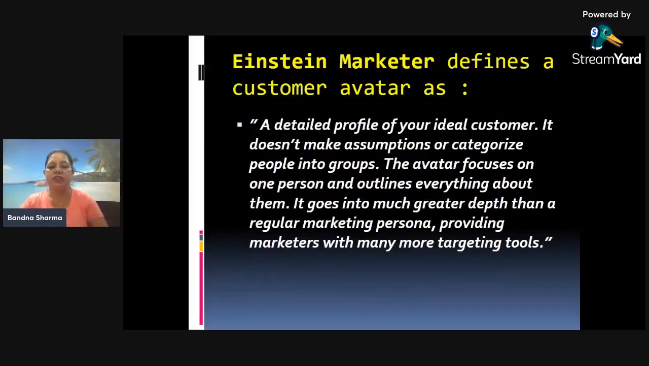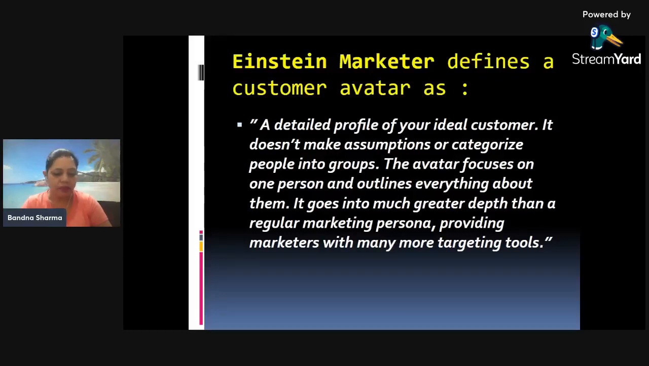So this is a definition given by a marketer. Einstein marketer defines a customer avatar as a detailed profile of your ideal customer, right? Your customer avatar is a detailed profile of your ideal customer. It doesn't make assumptions or categorize people into groups, right? The avatar focuses on one person and outlines everything about them.